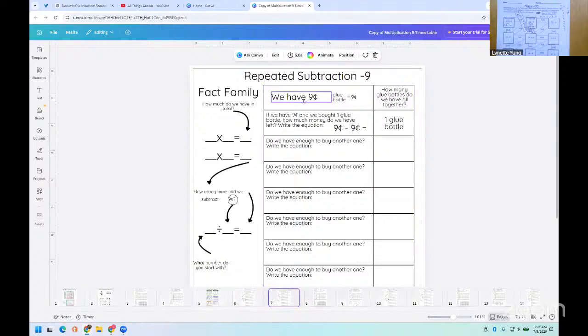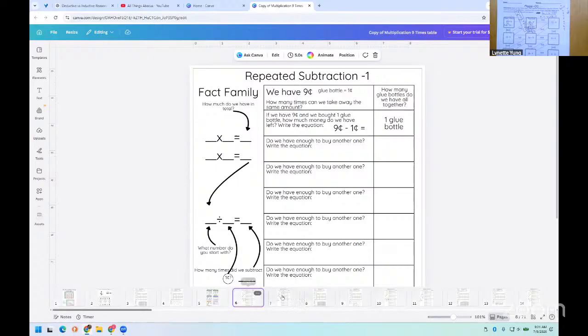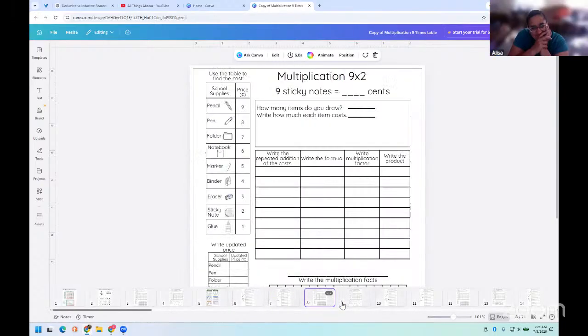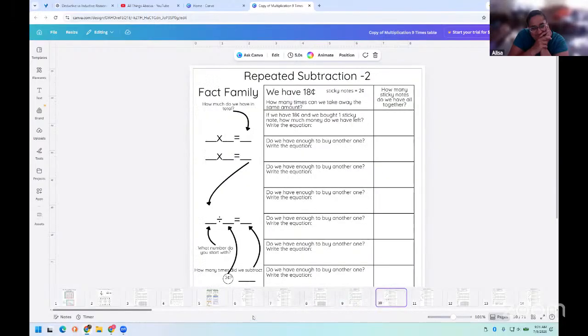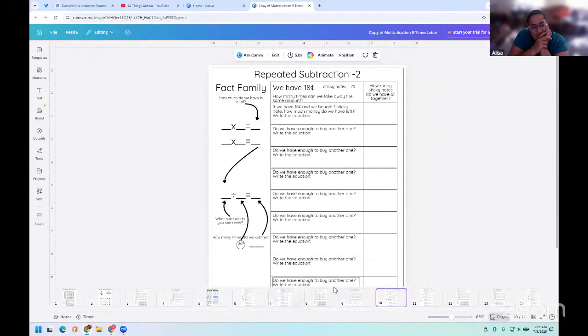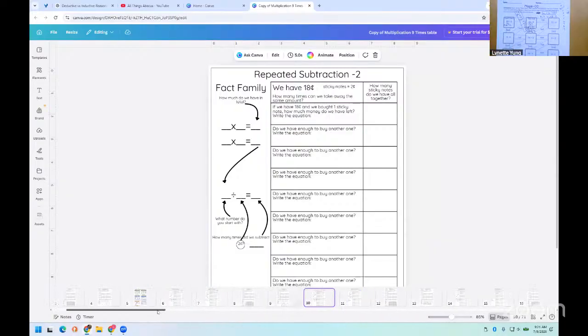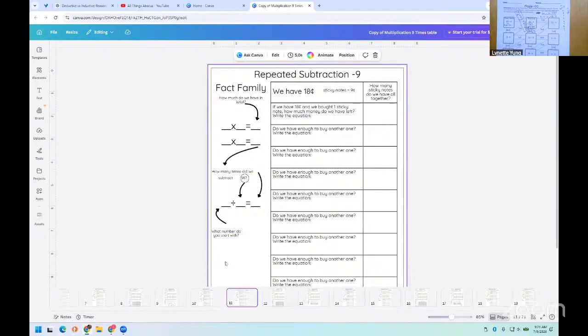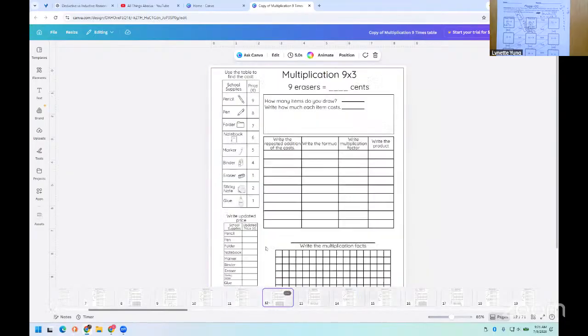So what happens if the glue bottle is worth 9 cents instead of 1 cent? This is where they start seeing the pattern, and this is why the book is so big. And I do it for each individual number. Wow. And that's why I feel like my books are different, because I really want them to know the essence, the building block of understanding the numbers that they're looking at.